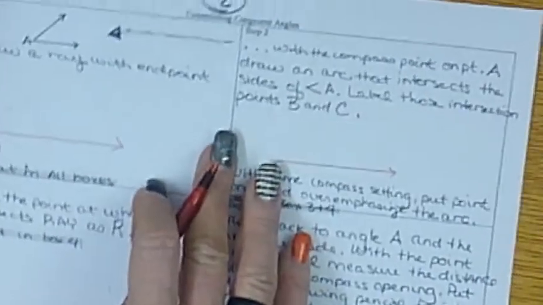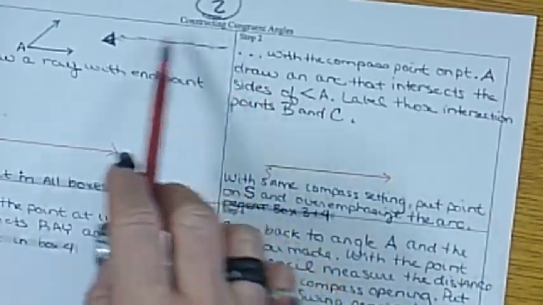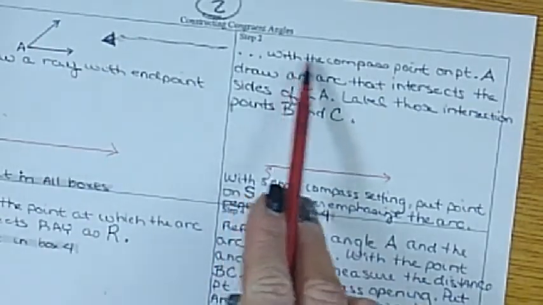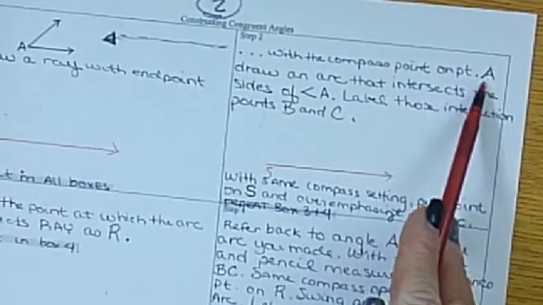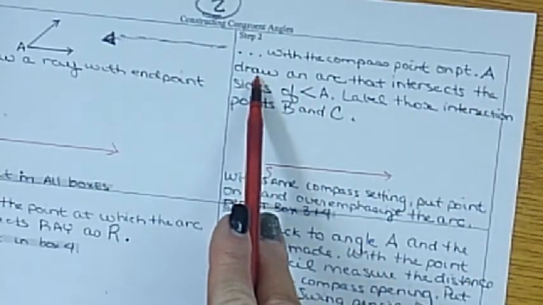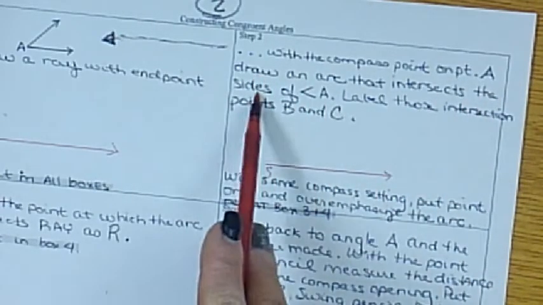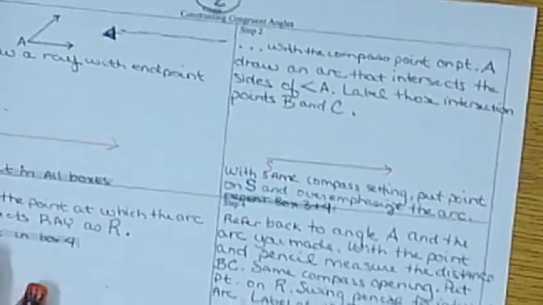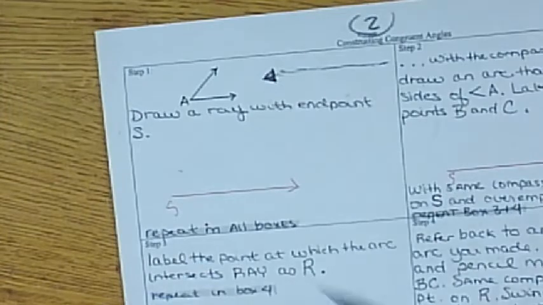So second step, and notice it has an arrow going back to the original that we're trying to recreate. It says with the compass point on point A, we're going to draw an arc that intersects the sides of angle A. We're going to do that first before we do the labeling. So you're going to go back to the original angle, put the point on the vertex, and open the compass. The opening doesn't matter, but make sure it's open enough so it can swing through the 2 sides of whatever angle you drew on your paper.